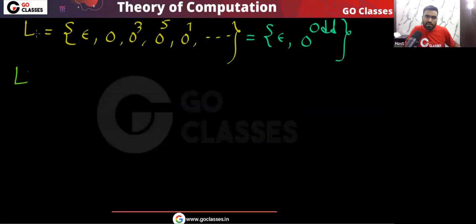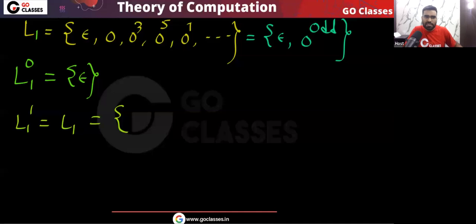Tell me what is L1 power 0? Can anyone tell me? That will be the set containing the empty string. Yes or no? Tell me what is L1 power 1? That will be the same as L1. Yes or no? That means empty string, 0 power odd.